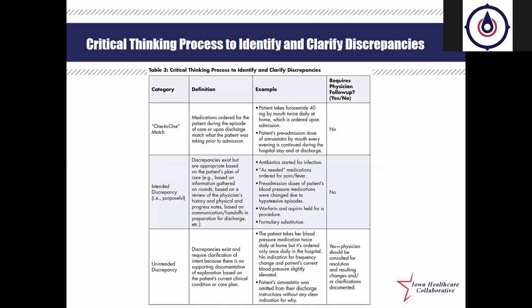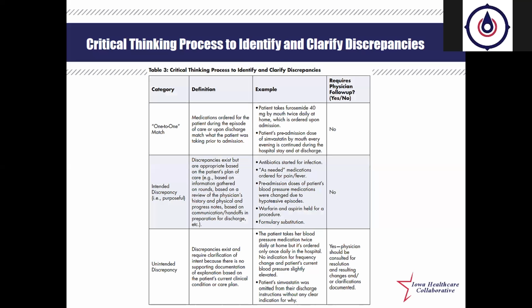Usually there's no supporting documentation explaining why the change was made. And so that's where the patient may be taking her blood pressure medication twice daily at home, but is ordered for only once daily in the inpatient side. And there's really no indication for why this frequency changed and the patient's blood pressure seems slightly elevated.